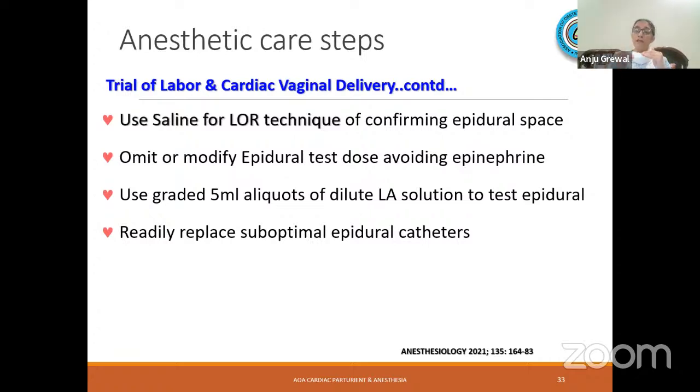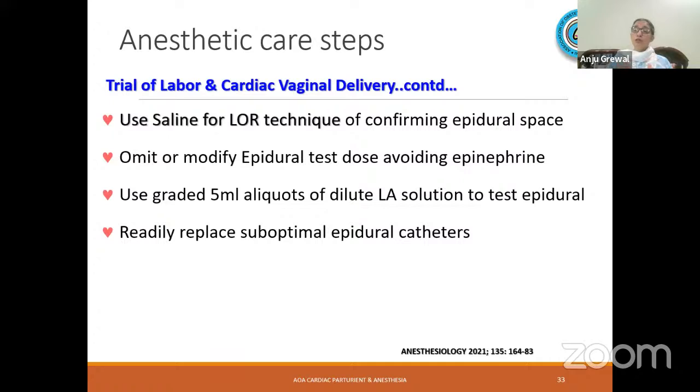So by adding epinephrine, you're only testing the presence of the catheter in the intravascular space by an occurrence of a 15% increase in the heart rate, where the heart rate is already increased by 15%. There is a lot of confounding into whether or not you can test the epidural using the conventional test doses. So therefore, in pregnant mothers, it becomes all the more important and pertinent that we avoid the test doses and use the dilute local anesthetic solutions in graded small aliquots to test the epidural.